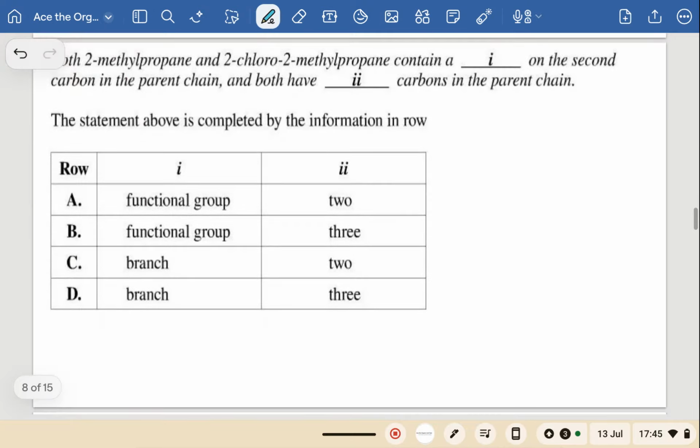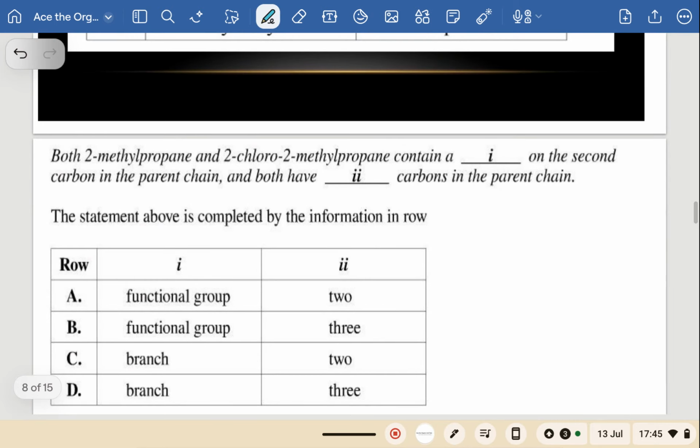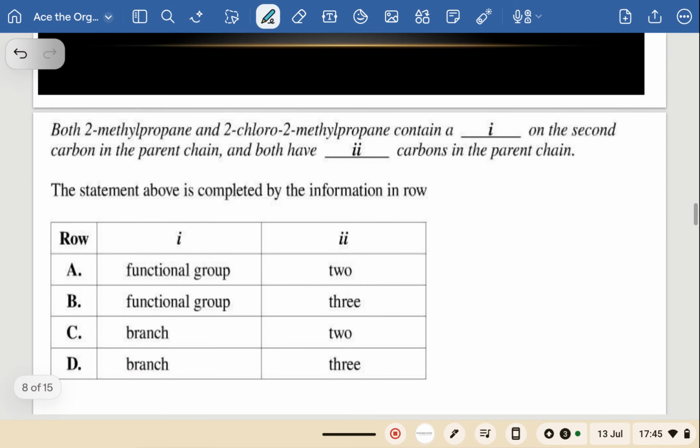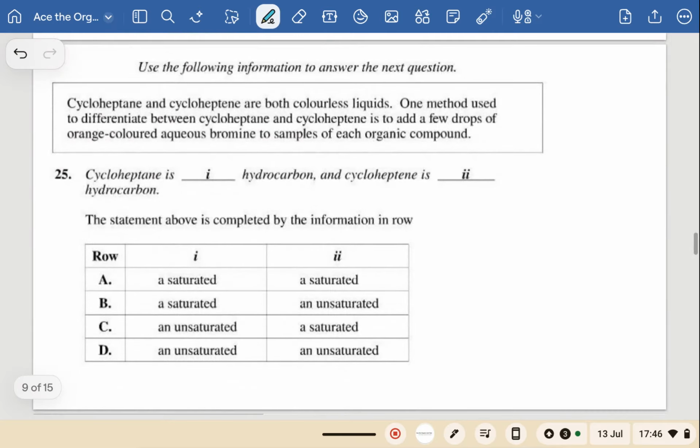This next one, taking a look, you have 2-methylpropane and 2-chloro-2-methylpropane, and it contains a group on the second carbon in the parent chain, and both have blank carbons in the parent chain. So if we're looking at what's on the second carbon, it definitely has branches, right? Because we have that methyl on both, and so that would be your branch. And then your parent chain would be prop, and prop has 3 carbons. So this is just theory, knowing what we can add in.